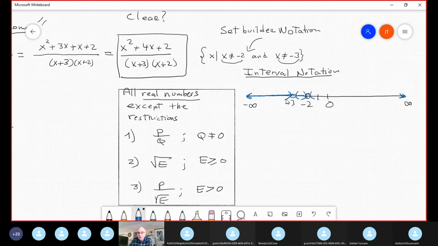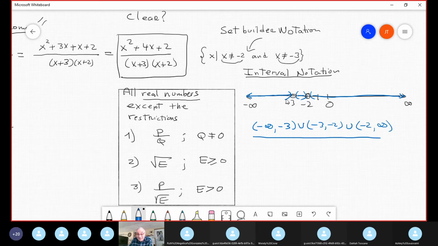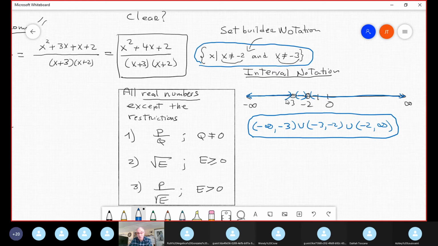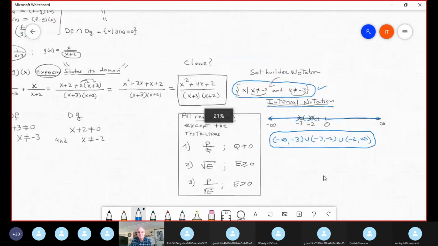Yeah, the answer is (-infinity, -3) union (-3, -2) union (-2, infinity). And this answer is equivalent to the other one, but this is set-builder notation, and this is interval notation. You can express it both ways, or at least one. But suppose in the test I require you to use interval notation. If you leave it like that, you have credit, but not full credit. Okay? It's confusing, it's clear, confusing, clear.